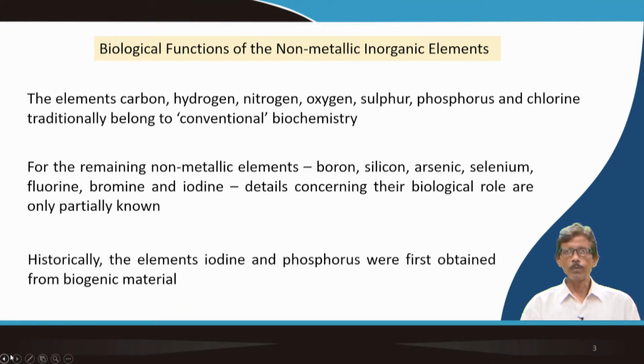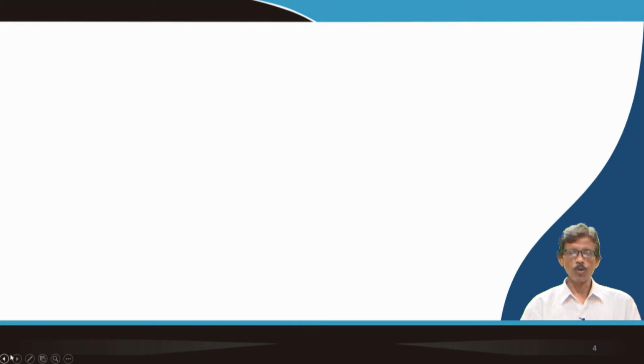Because historically, when people identified why iodine is so important to us, and why phosphorus, we know much about this, they were the first obtained biogenic materials, because the iodine-based materials and the phosphorus-based materials like apatite and all these are for our tooth and bone formation.